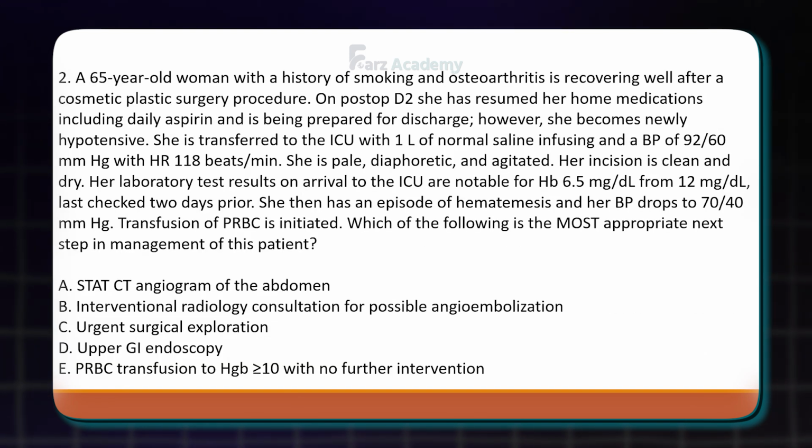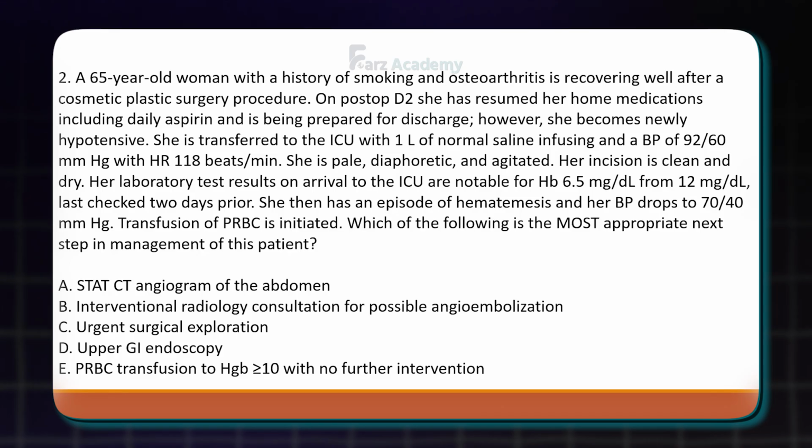Next, question number 2. This is a 65-year-old woman with a history of smoking and osteoarthritis, recovering well after a cosmetic plastic surgery procedure. On post-op day 2, she has resumed her home medications, including daily aspirin, and is being prepared for discharge. However, she becomes newly hypotensive. She is transferred to the ICU with 1 liter of normal saline infusing and a BP of 92 by 60 mm of Hg with a high heart rate.